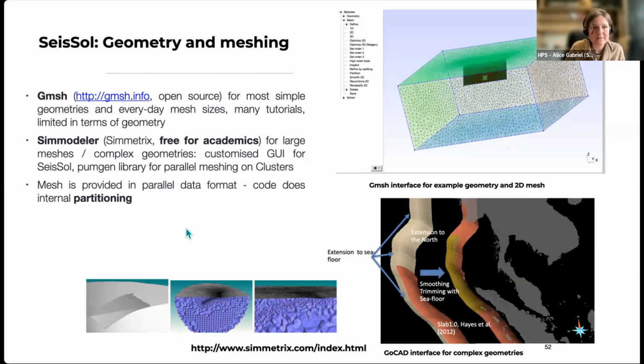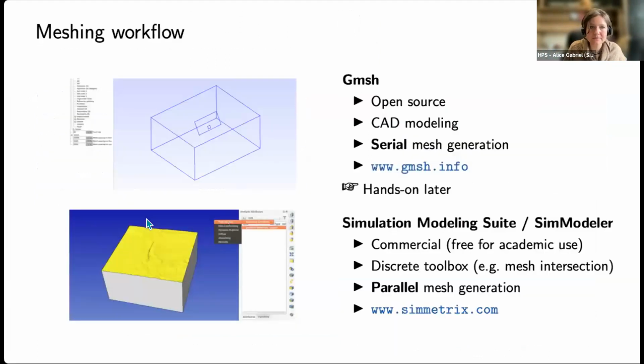So for this, we use SimModeler, which is free for academic use, and which also comes with a library that we can use. We don't have to use a graphical user interface to generate meshes on the order of hundreds of millions of elements, but can submit that as its own meshing job on a cluster. The mesh is then provided in a parallel data format, and the code does the internal partitioning.